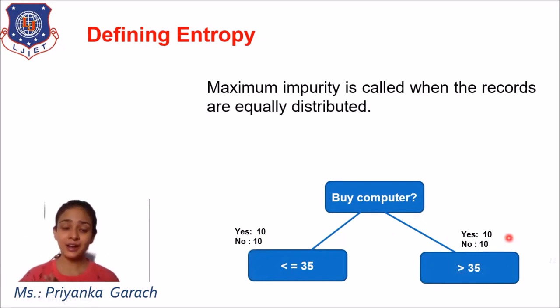So here, I can't say anything about who is buying the computer based on age, whether the people with age less than 35 are buying or greater than 35 are buying. They are buying and they are not buying also. So my class labels, you can say my records, are equally distributed here, that is 10, 10 and 10, 10. So I can't predict anything from this particular decision tree. It means the maximum impurity is there, when we can't say anything because the records are equally distributed.